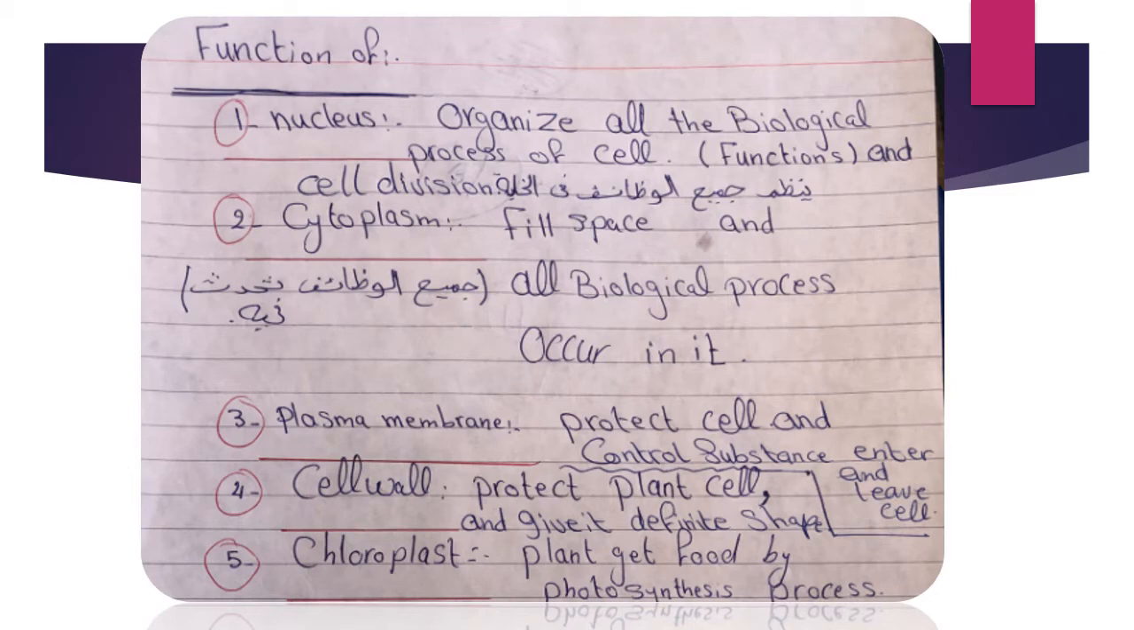Then, what is the function of the plasma membrane? Plasma membrane controls substances entering and leaving the cell. That means the plasma membrane is like the building's guard, or the cell's guard: it controls and regulates which substances enter the cell or leave the cell. Again, what is the function of the plasma membrane? It controls substances entering and leaving the cell. Okay?